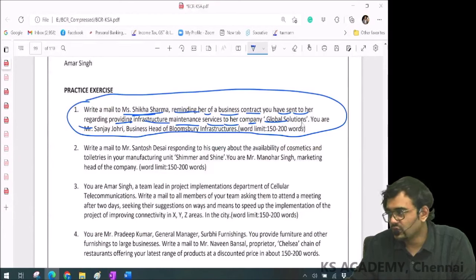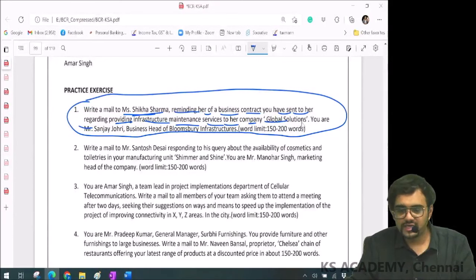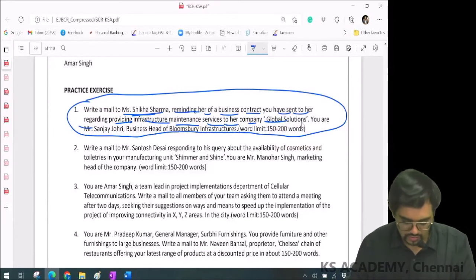Please write down. You only write. Take 2-3 minutes. Write the structure, what you should write in that. Without writing, it will not come, guys. Please start. Come on.